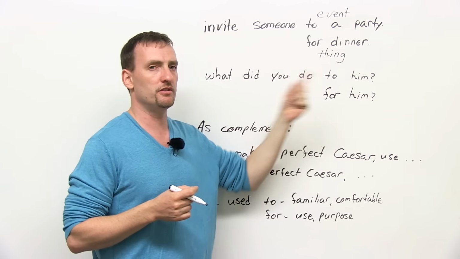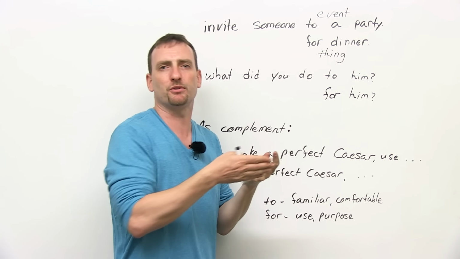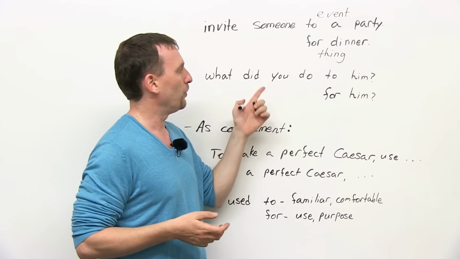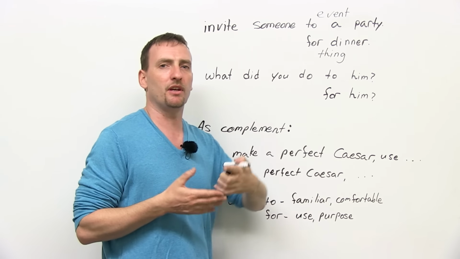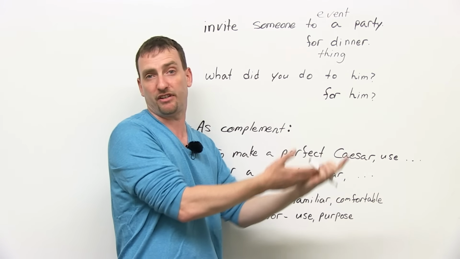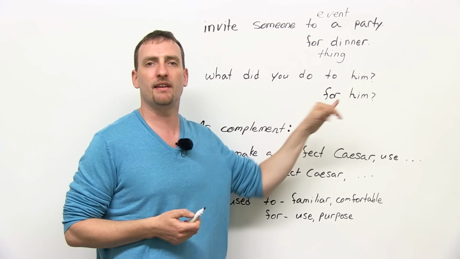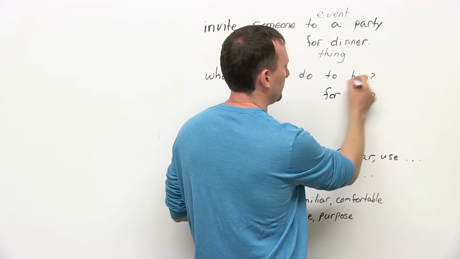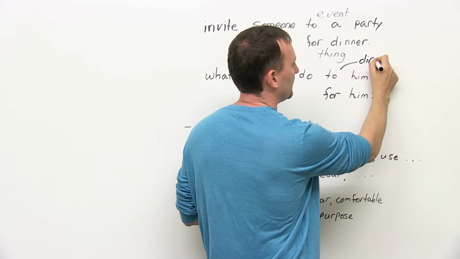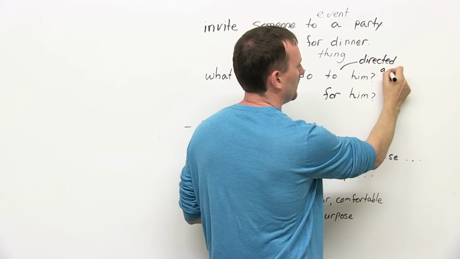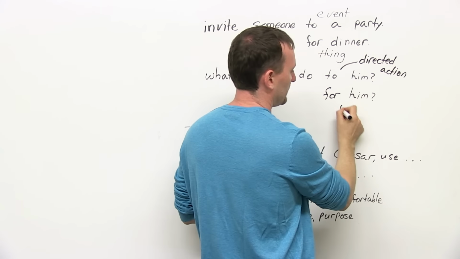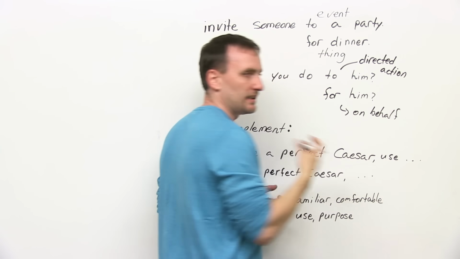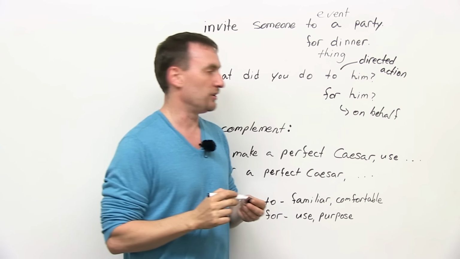The first one, what did you do to him, means you directed some sort of action at him. I yelled at him. Okay? What did I do for him? I did something on his behalf instead of him. Okay? I took the test for him. Now, so we'll call this a directed action. And we'll say on behalf means in his place.